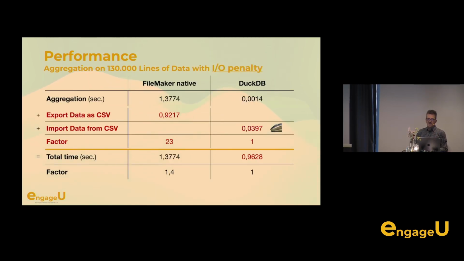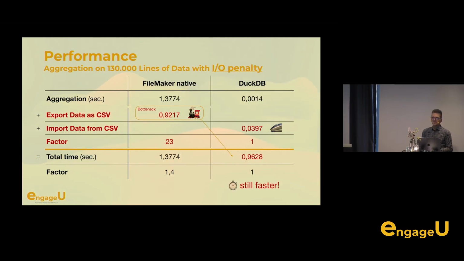Exporting the data from FileMaker took about 0.9 seconds. That is a bottleneck here because FileMaker is a bit slow to write out this data. DuckDB reads it in within a few milliseconds. It's 23 times faster to read the data than FileMaker wrote it. And then we put the aggregation on top of it. And it's still faster.